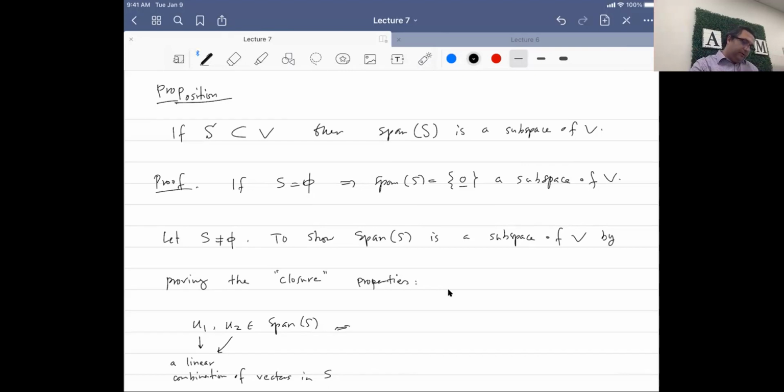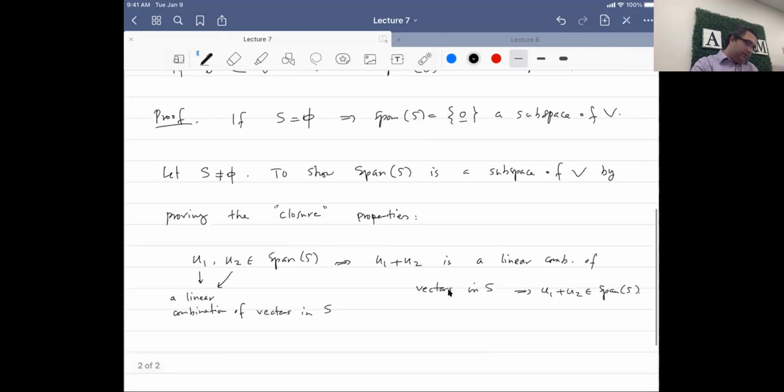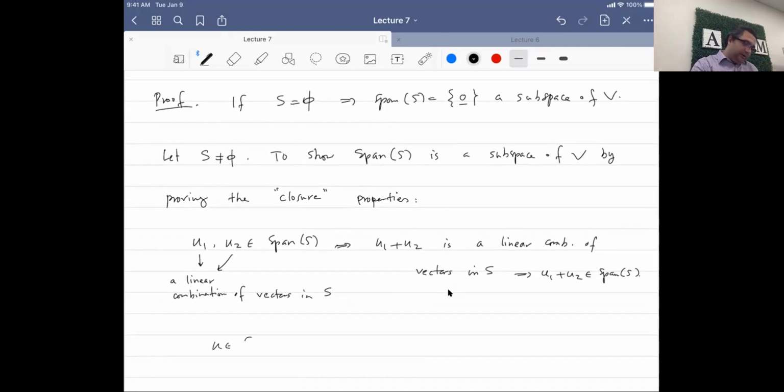So this implies that U1 plus U2 is another linear combination of elements, which is exactly the meaning of being in the span. I think it's also clear that if U is in the span and alpha is a real number, then you rescale this, and it's still a linear combination.